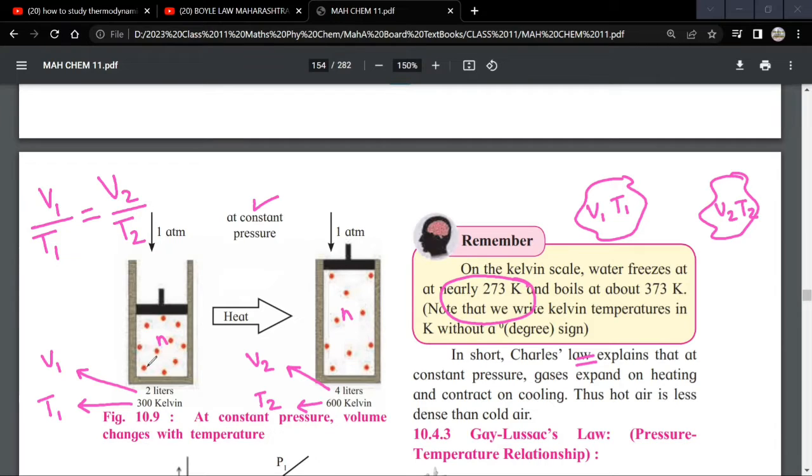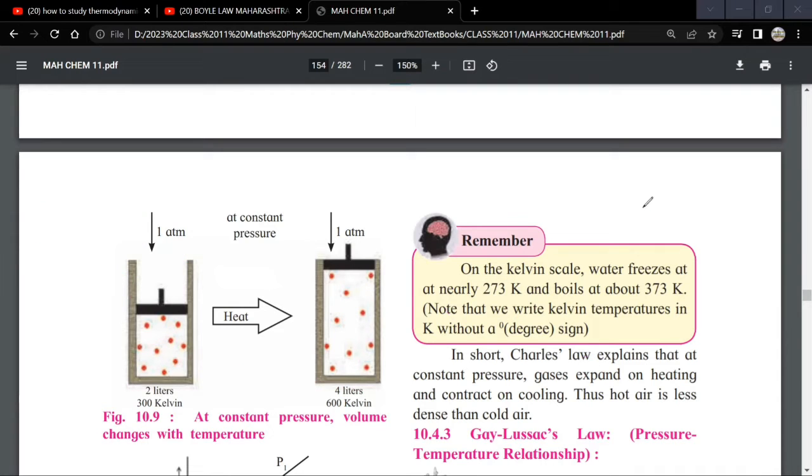Of course, 2 upon 300 is equal to 4 upon 600. Have you understood? It would be 1 upon 150. Both of these are equivalent fractions and they are equal to 1 upon 150. Are we clear? So this is the simple definition of Charles law.